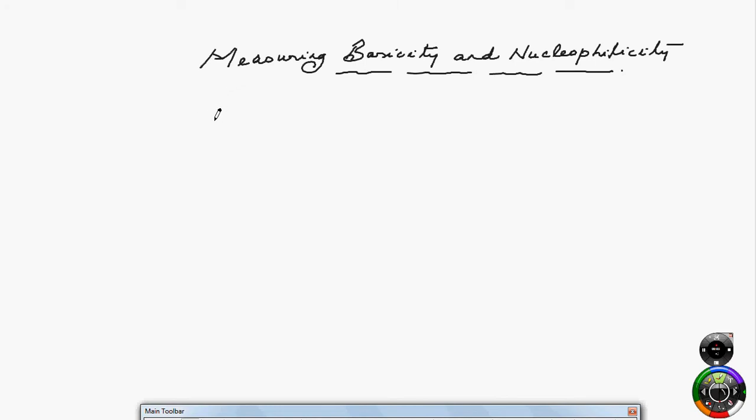Measuring basicity and nucleophilicity. Let's see how we actually measure basicity and nucleophilicity. To begin with, let's see how these reactions of nucleophiles at hydrogen differ from reactions of nucleophiles at carbon. So let's look at this reaction once again.